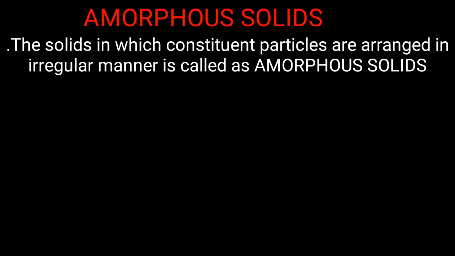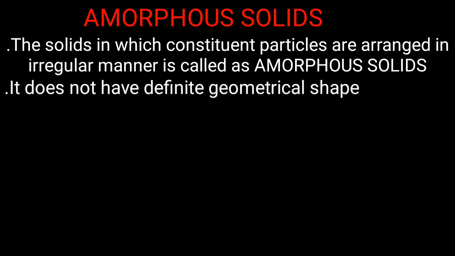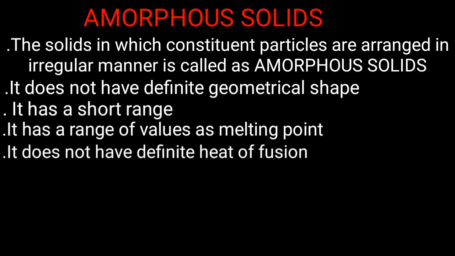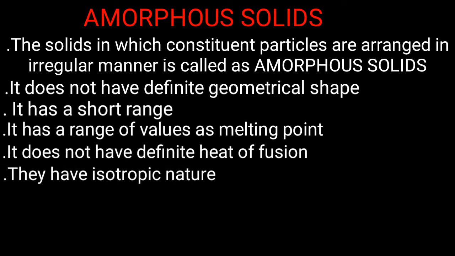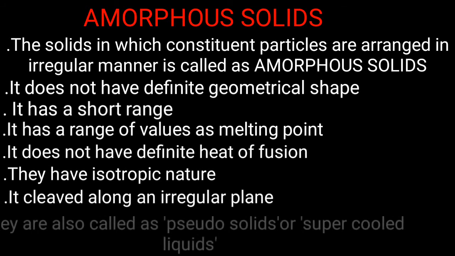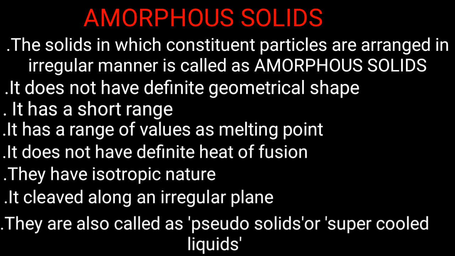Amorphous solids. The solids in which constituent particles are arranged in an irregular manner are called amorphous solids. It does not have a definite geometrical shape. It has a short range. It has a range of values as melting point. It does not have a definite heat of fusion. They have isotropic nature. It cleaves along an irregular plane. They are also called pseudo-solids or supercooled liquids.